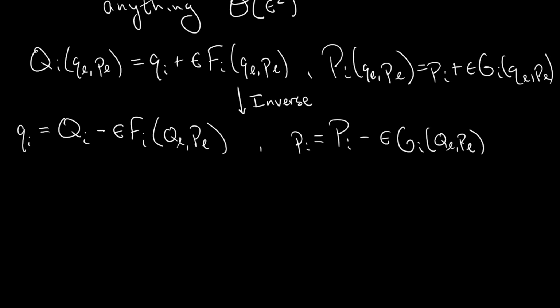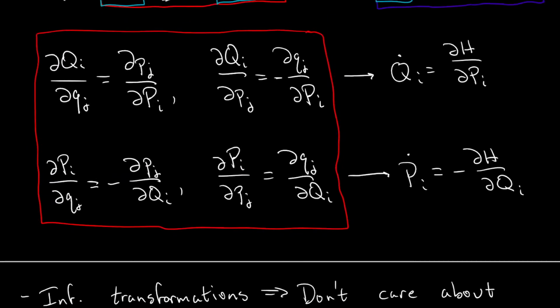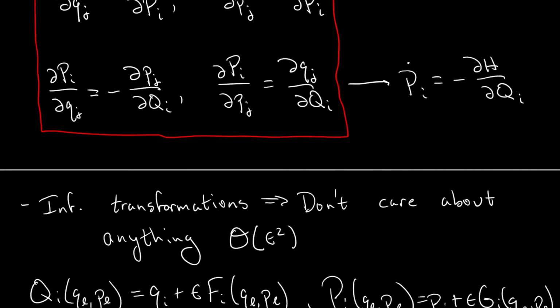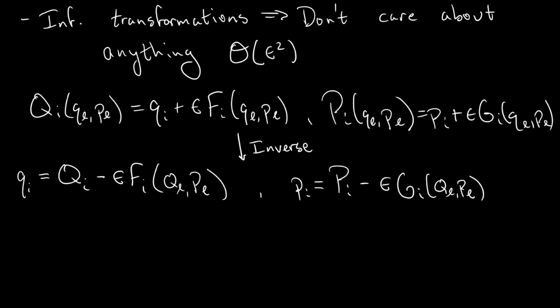Which means we can now take all of these derivatives that we have up here. So we have to take 8 derivatives total. And then we can just do those and then set them equal to each other.